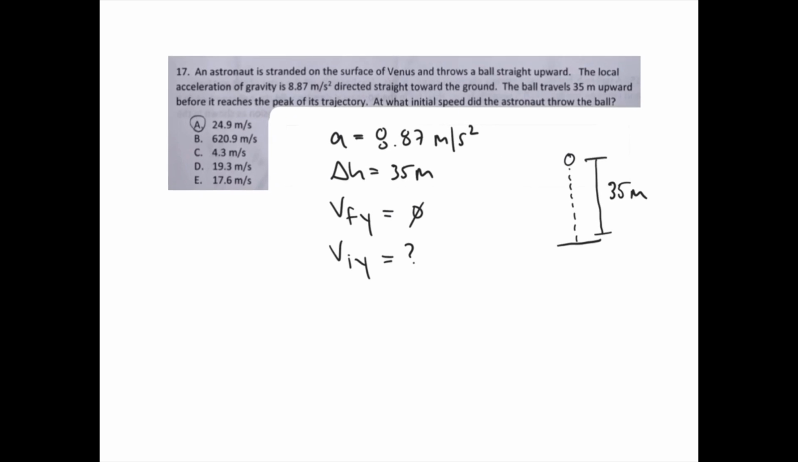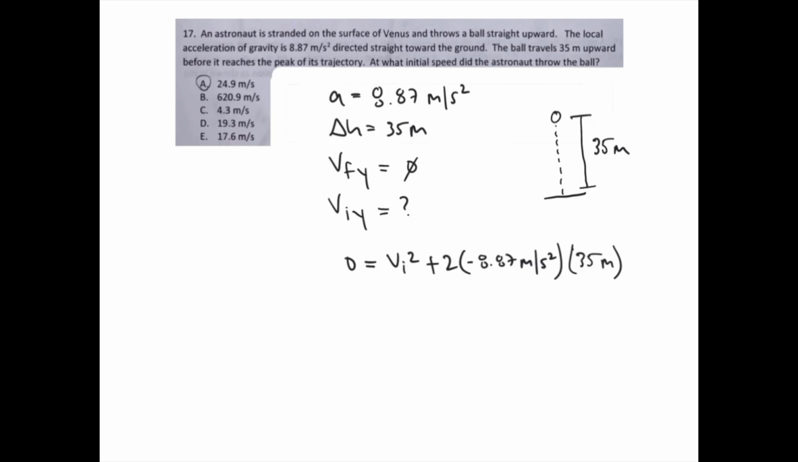Now, we're looking for the initial velocity in the y direction. So what kinematics equation can help us solve this? Well, if we plug into the following equation, we'll find that v initial squared plus 2 times the acceleration on the planet times delta h, which we know is 35, we can set that equal to 0, which is v final squared. If we solve using algebra, we'll find that the initial speed in the y direction that the astronaut threw the ball was 24.9 meters per second.